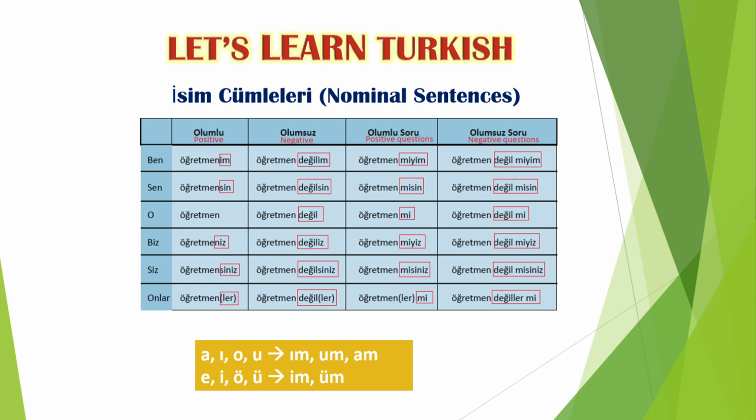For creating negative sentences, we just add the word değil and the suffix for the nominal sentences. It means değilim, değilsin, değil, değiliz, değilsiniz, değiller. For creating question forms, we add the question word miyim for I, misin for you, mi for she, he, it. Miyiz for we, misiniz for you, mi for they.